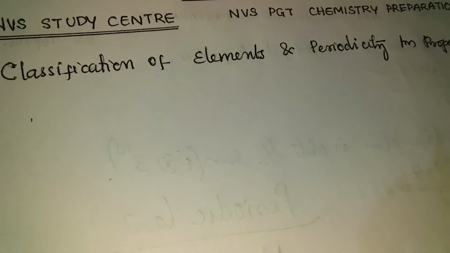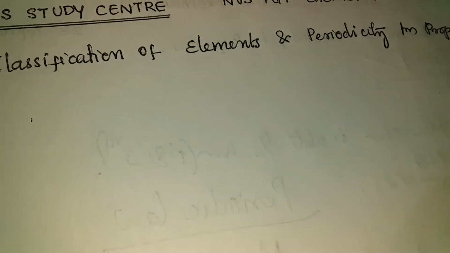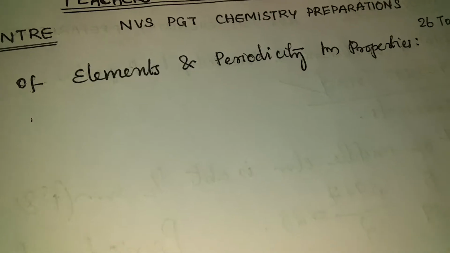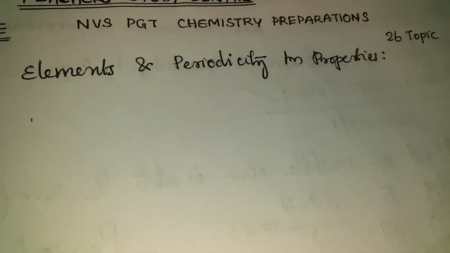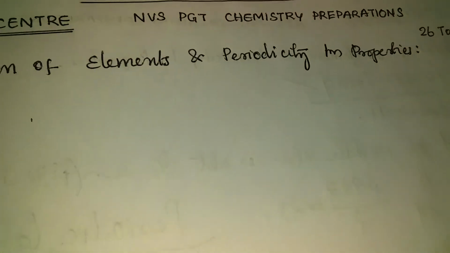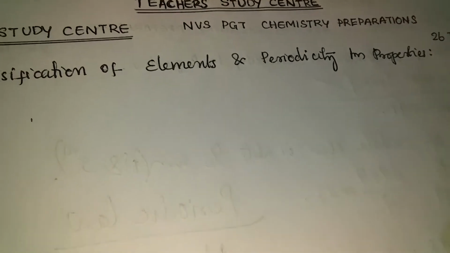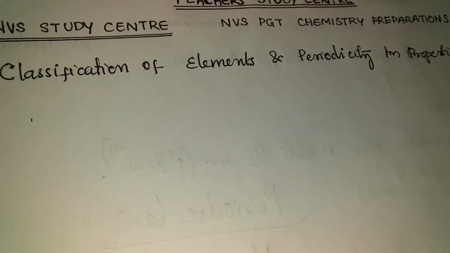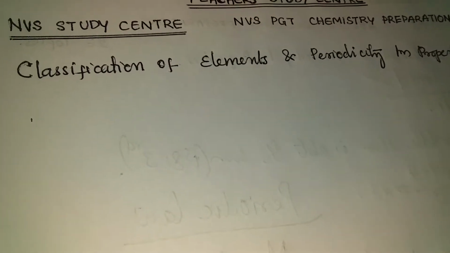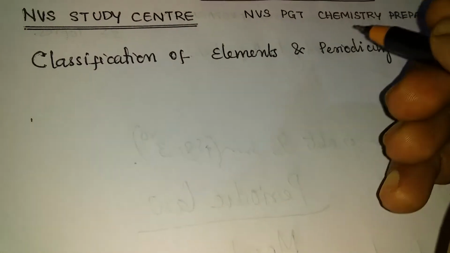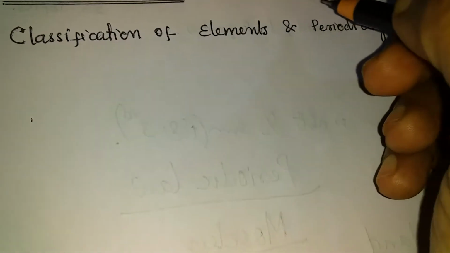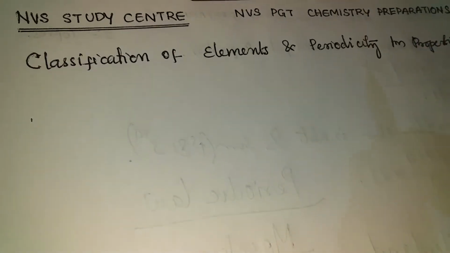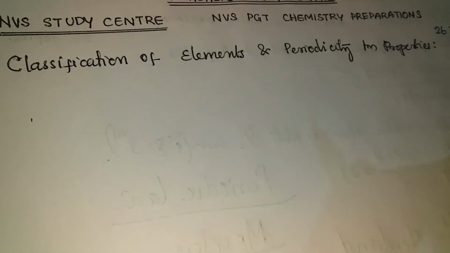Today in this video, we are going to discuss some of the topics that come under NVS PGT chemistry preparations. We have almost 26 topics for the exam preparation. Out of the 180 marks, almost 60 marks will come from our own specified subject, which means NVS PGT chemistry. The chemistry portions will be asked for 60 marks. So let us start the topic.